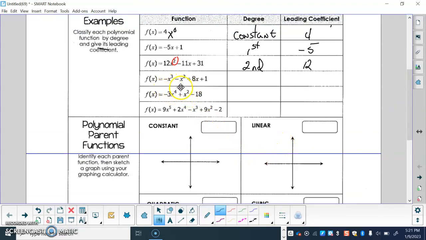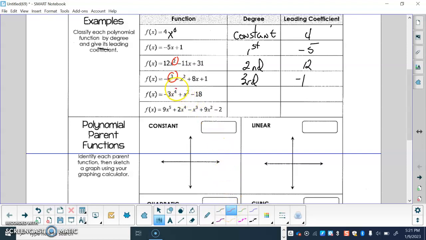All right, now let's look at this next example. We have negative x to the third minus x squared plus 8x plus 1. The leading variable up here is 3, right? So that's going to make this third degree. Okay, and I forgot my R in there. Let's put the R back in there. Third degree. And look at our leading coefficient. There's a negative there. Well, that's just -1. So that is a negative leading coefficient.